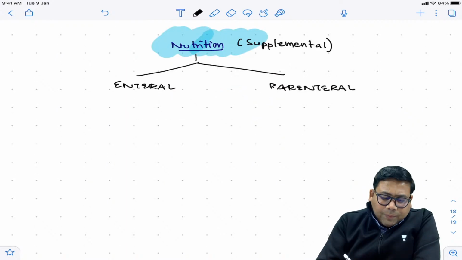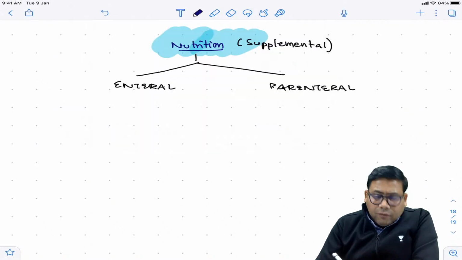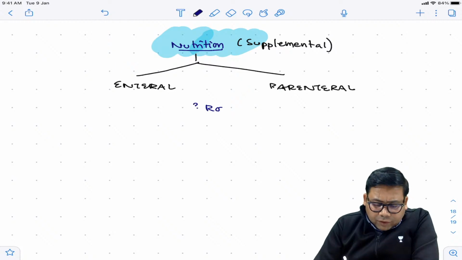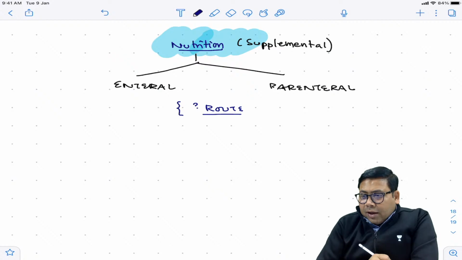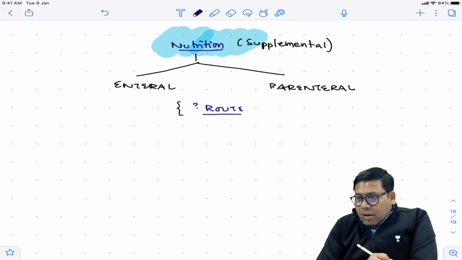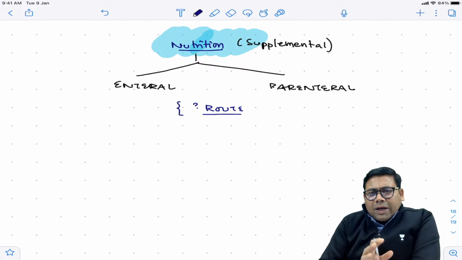So enteral versus parenteral. Now this all depends upon what route. So when you talk about the route, the enteral nutrition is via the alimentary tract. Don't get confused. It is crystal clear.